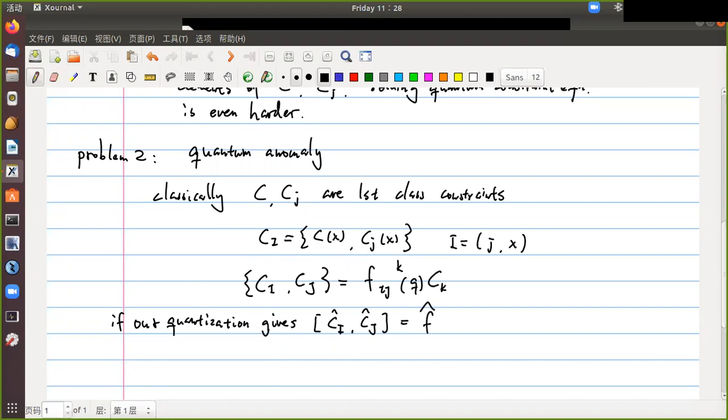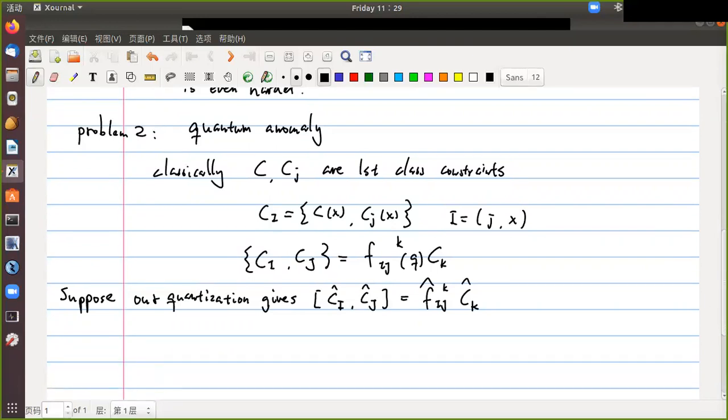Equals F hat, C hat. Because all the quantities are phase-space dependent, and in the end, by the quantization, they are all operators. Suppose our quantization gives this. This is really the most optimistic expectation. Then there wouldn't be any problem.